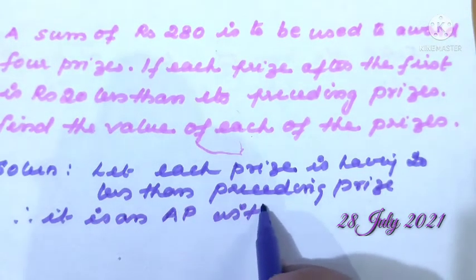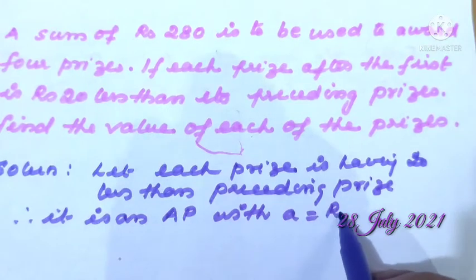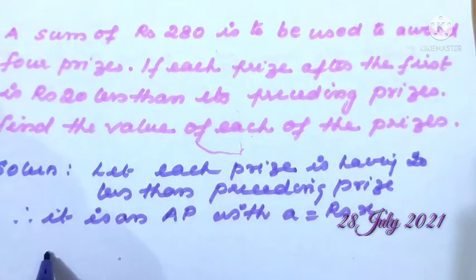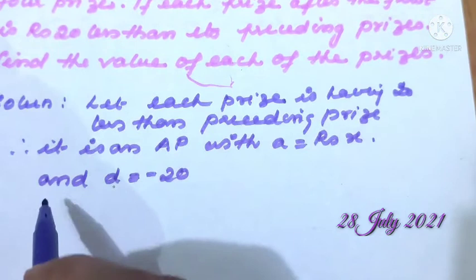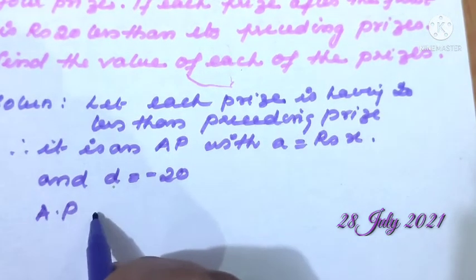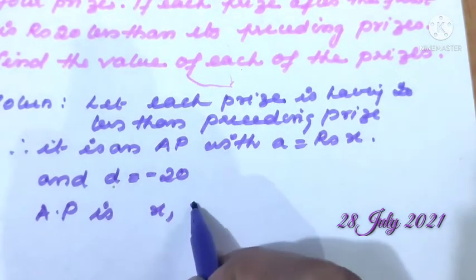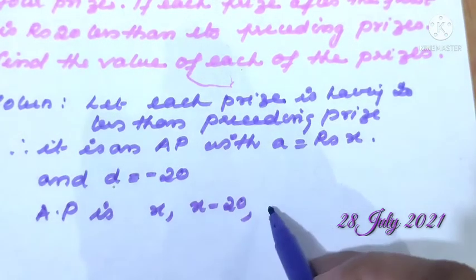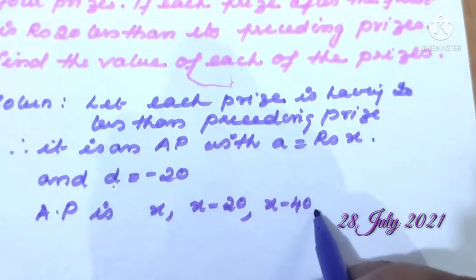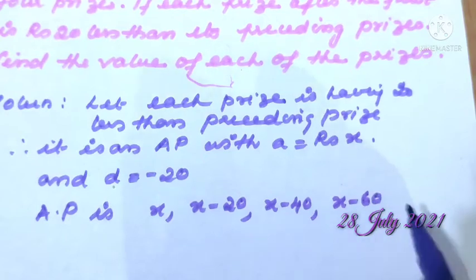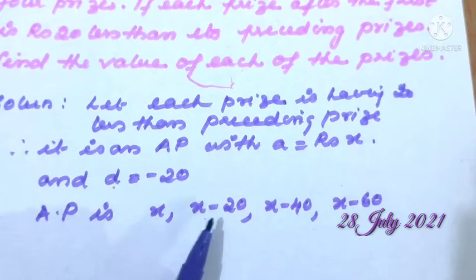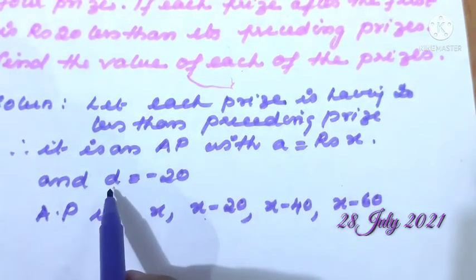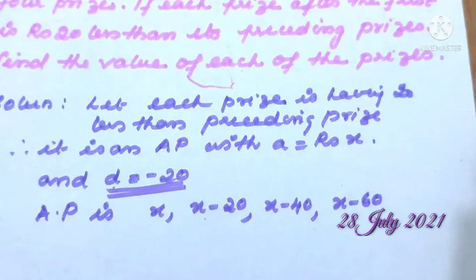with A equal to rupees X, let me take, and D equal to minus 20. If anybody is having doubt, the AP will be X, X minus 20, then X minus 40, X minus 60, etc. So X minus 20 minus X, X will get cancelled, minus 20 will come. That is why we have written D equal to minus 20 only.